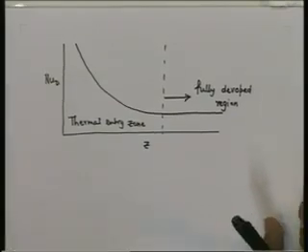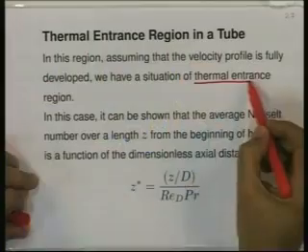Let us look at the solutions which have been obtained. In the thermal entrance region, it is assumed that the velocity profile is fully developed. So before the heating begins, either at a uniform heat flux or at a uniform wall temperature, the fluid has travelled through the tube for some distance and the velocity profile is already fully developed. Then the temperature profile starts developing. So we have a situation of thermal entrance zone.